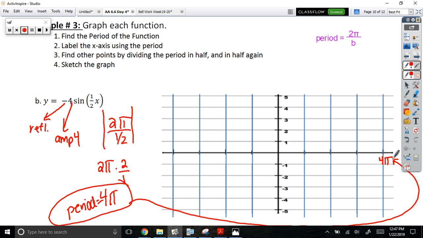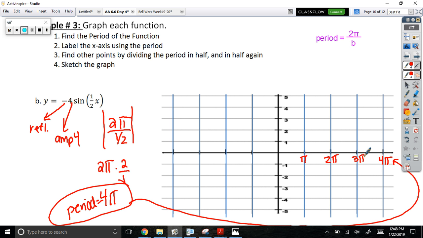This is going to take you one complete cycle to get to 4 pi. Cut it in half. What's half of 4? 2. That goes in the middle. What's half of 2? 1. So we have 1 pi, 2 pi, and 3 pi, and 4 pi. Again, some students find this one to be easier because it has no fractions.